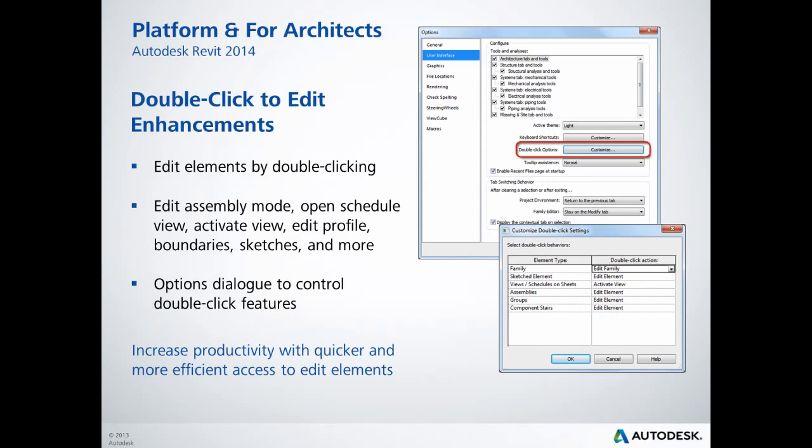In the Customize Double-Click Settings dialog box, you can specify double-click behavior for entering edit mode for the mentioned element types. Now, depending on the element type, you can choose to have double-click do nothing, enable editing of the element type properties, or enable editing of the element, or in the case of views and schedules on sheets, double-click can activate the view. Bottom line, you get quicker and more efficient access to edit elements.